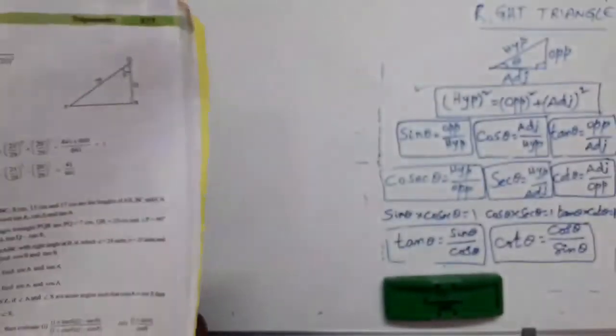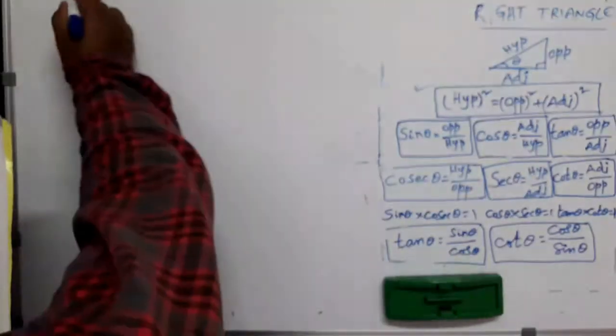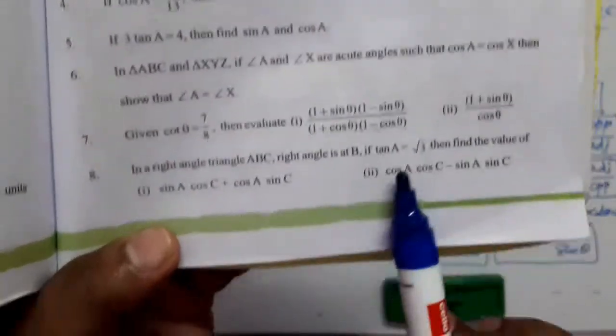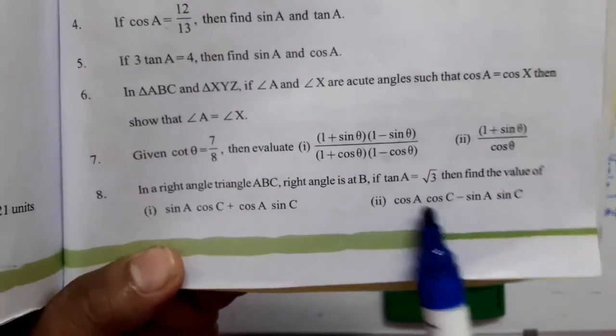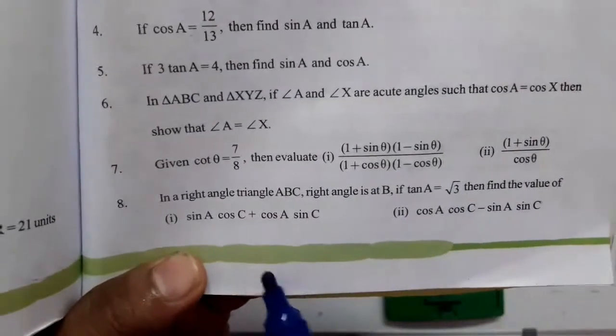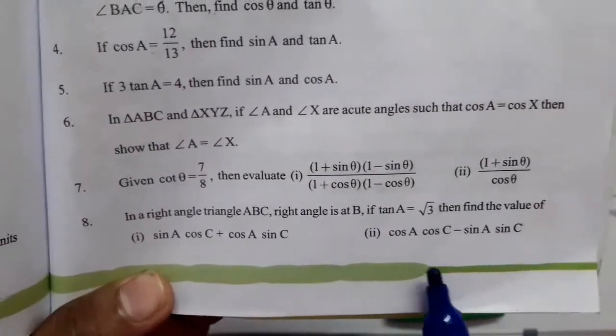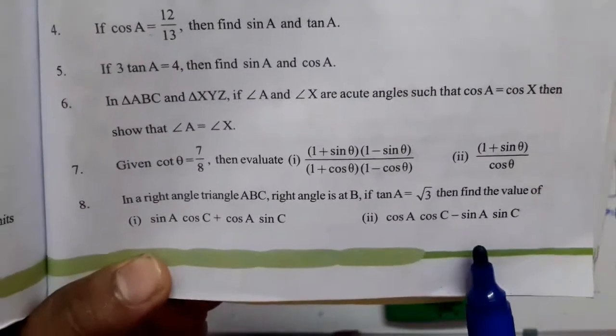Now, question number 8. In a right angle triangle ABC, right angle is at B. Tan A is root 3. Then find the value of sin A cos C plus cos A sin C. First part. Second part is cos A cos C minus sin A sin C.